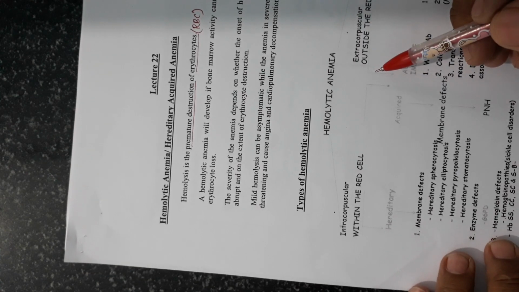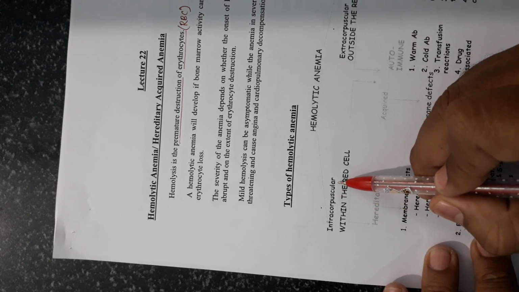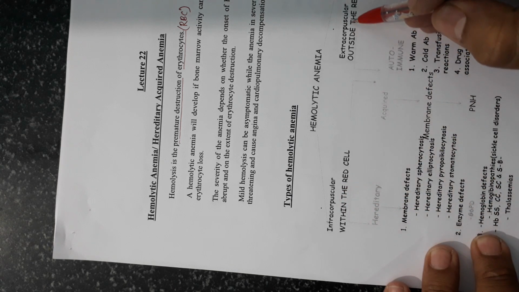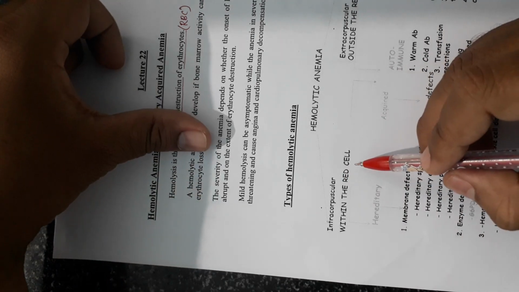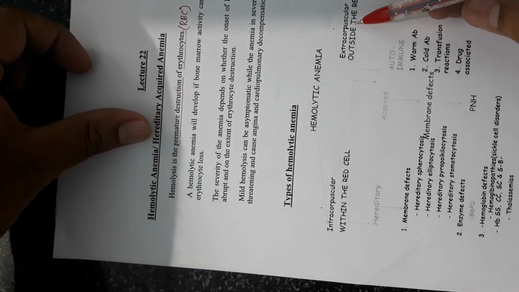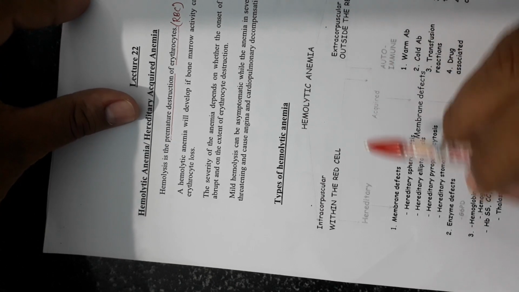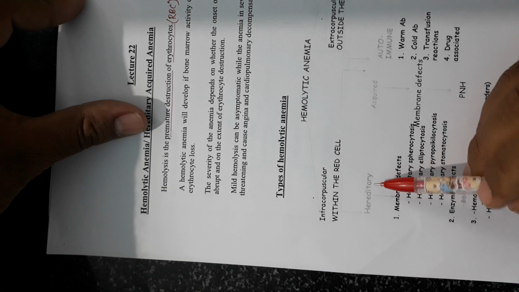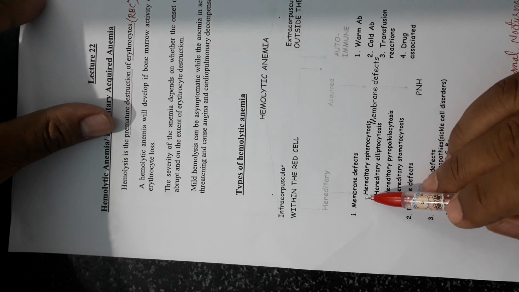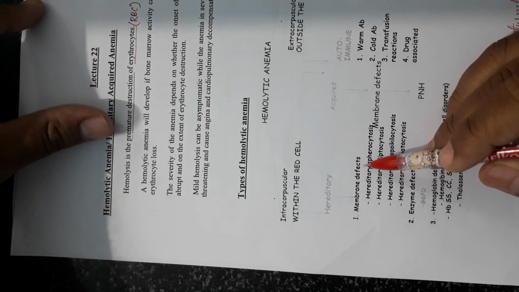If you see the types of hemolytic anemia, it is basically two types: intracorpuscular and extracorpuscular. This means the reason for the breakdown of RBC lies within the RBC itself, whereas for extracorpuscular the reason lies outside the RBC. For intracorpuscular, that is within the red cell, we may have hereditary reasons or acquired reasons. In hereditary reasons, we may have gene defects related with membrane defects.